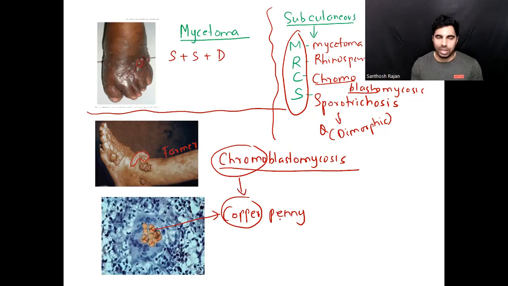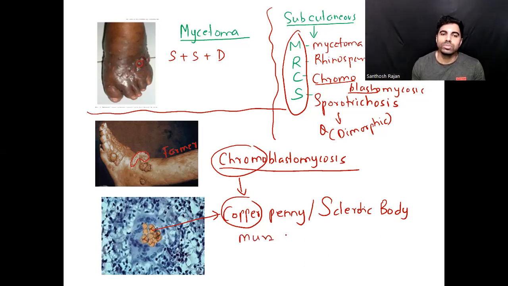So, copper penny appearance. Otherwise you call it a sclerotic body. This is also another name. Otherwise, you call it muriform, or also called medlar bodies.